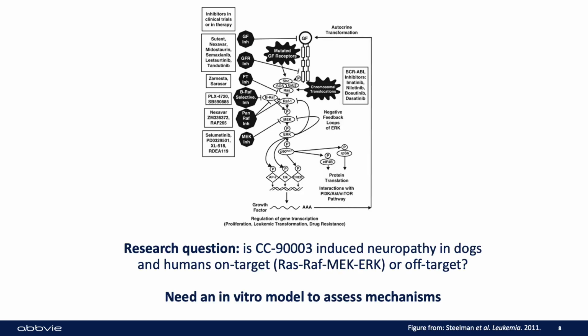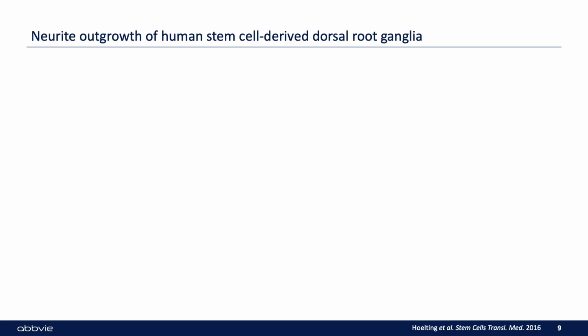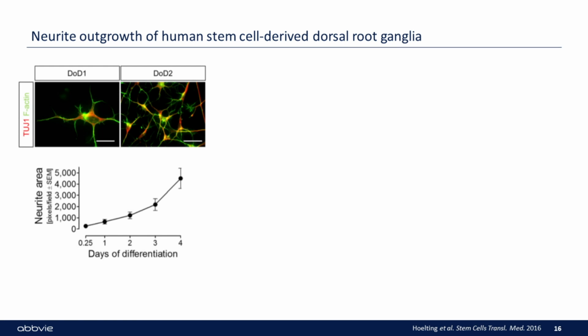Our research question asked whether CC 90003 induced neuropathy in dogs and humans was on target, dependent on RAS-RAF-MEK-ERK pathway inhibition, or was it off target? To ask this mechanistic question, we needed an in vitro model. Luckily for us, there are several published reports of models of peripheral neuropathy in vitro. This is just one example of an assay looking at neurite outgrowth.